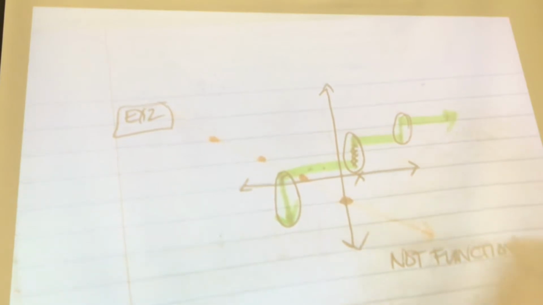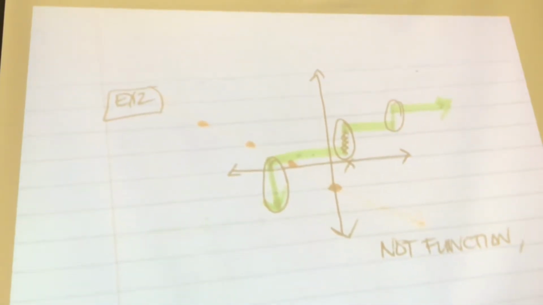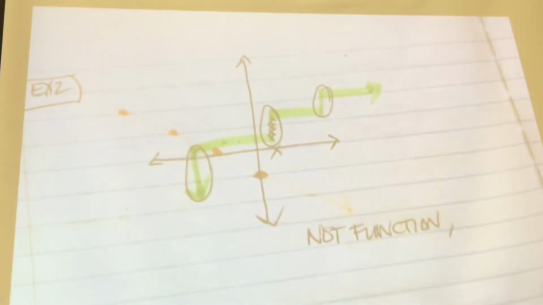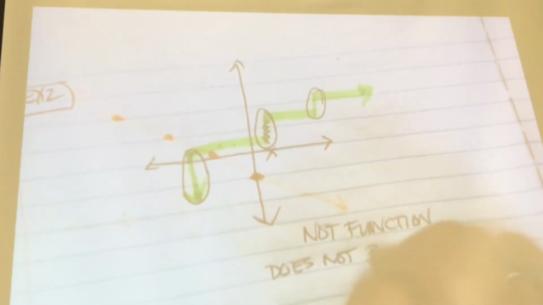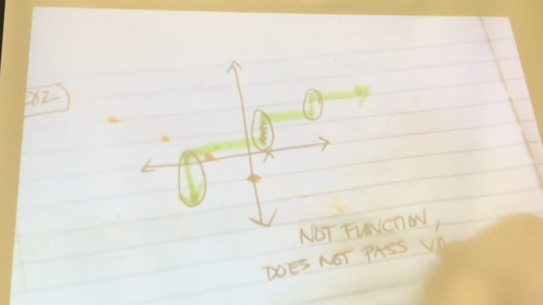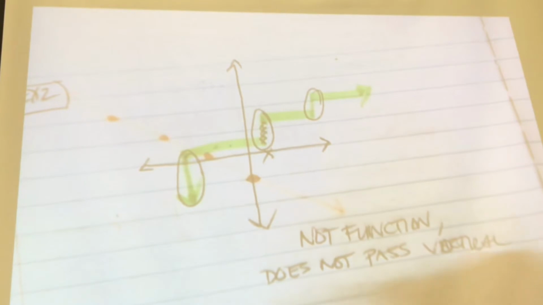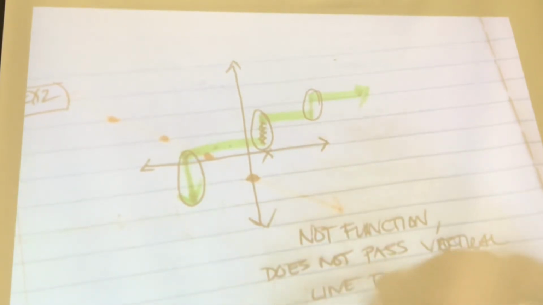And Dylan's being nice because he says the words, does not pass the vertical line test. Sorry, I said the word fails. Fails. You could put it either way. Let's be nice. Does not pass the vertical, sorry about that, line test.